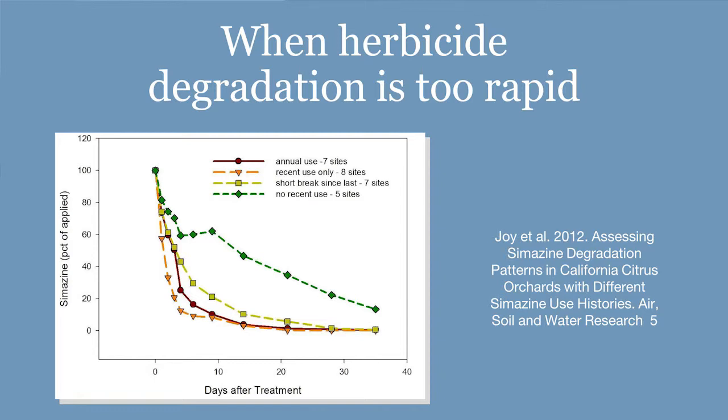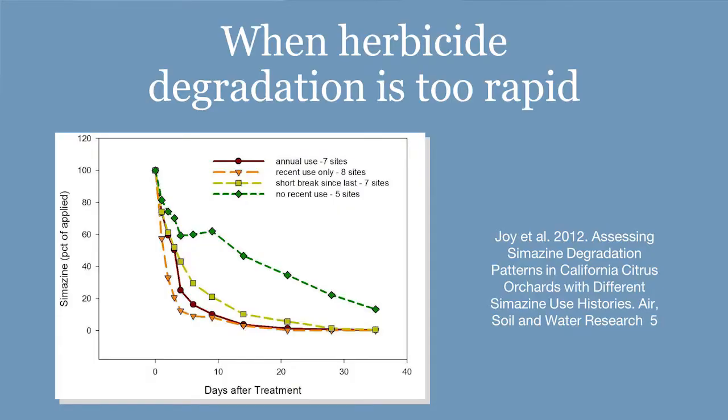Now, normally we would think of simazine as being moderately persistent in the soil. So what this figure is showing is that how much degradation you get of simazine depends on how much simazine's been used in the past. So in this case, the green symbols there at the top have been no prior use of simazine. And what's seen there is that it's got quite a long persistence. So more than half the herbicide is still there 10 days after application, and quite a lot still there 30 days after application.